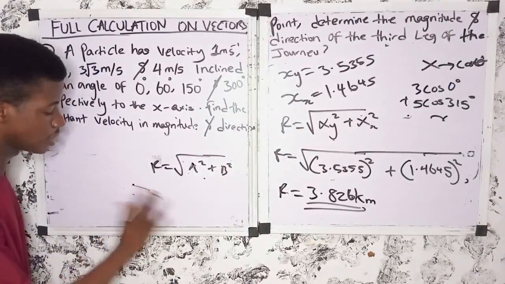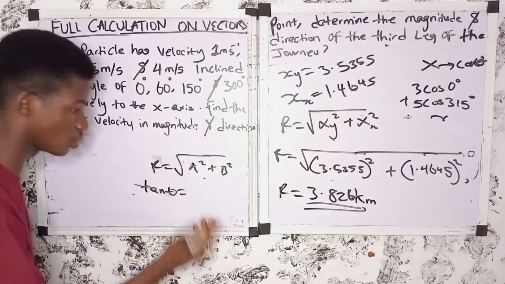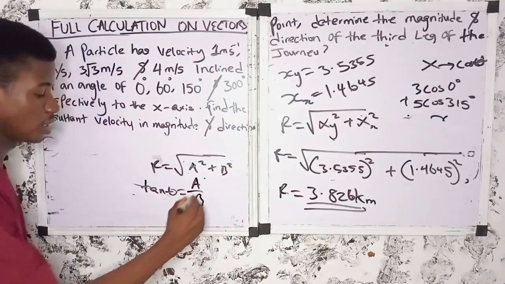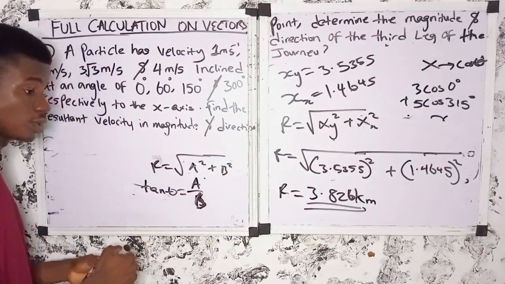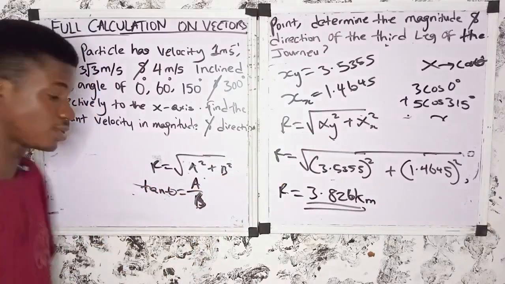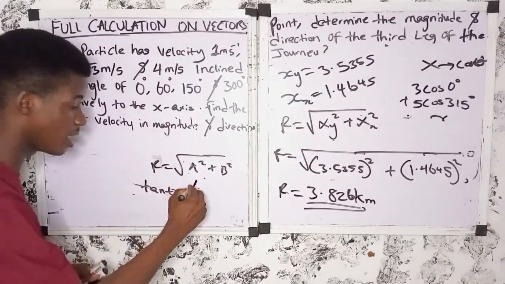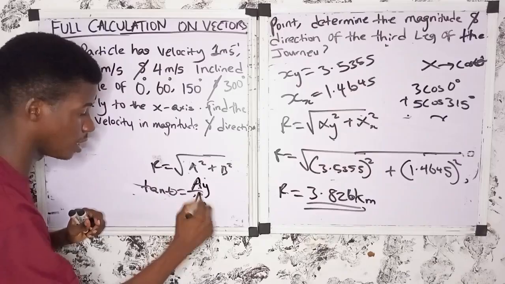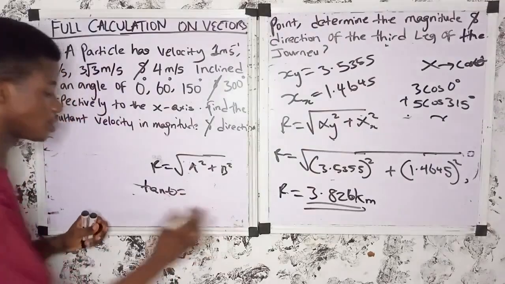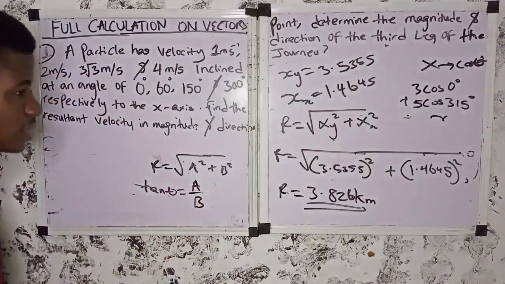Tan theta, to get direction, tan theta is equal to a over b. A is what? A is the y, b is the x-axis. A is the y-axis, b is the x-axis, or I can say a y, then a x is the same thing. So let me just use tan theta is equal to a over b. Yes, that is just it.